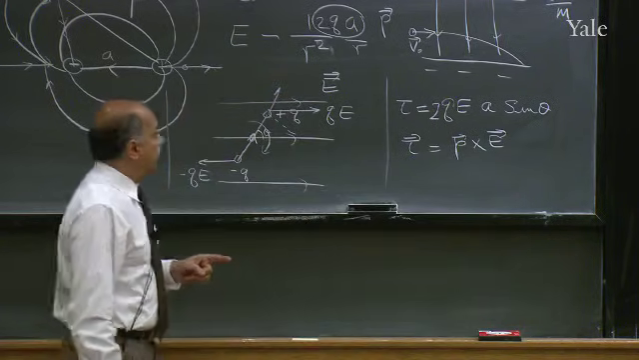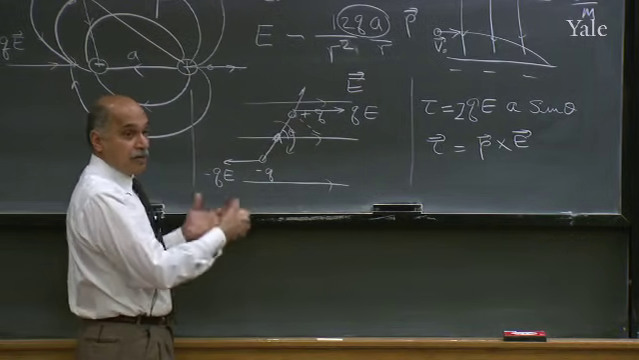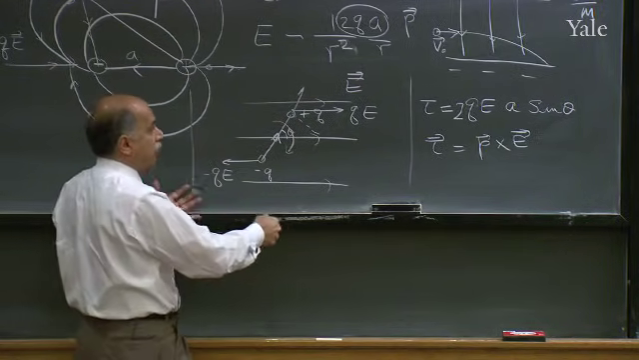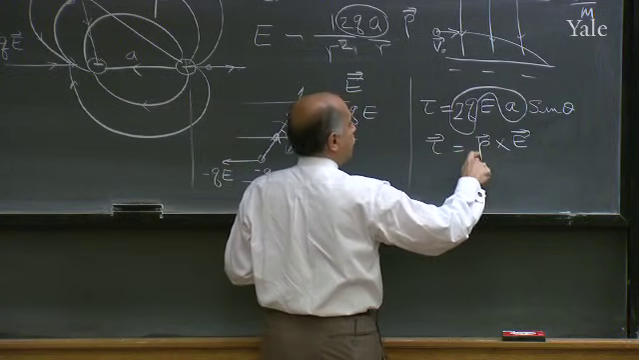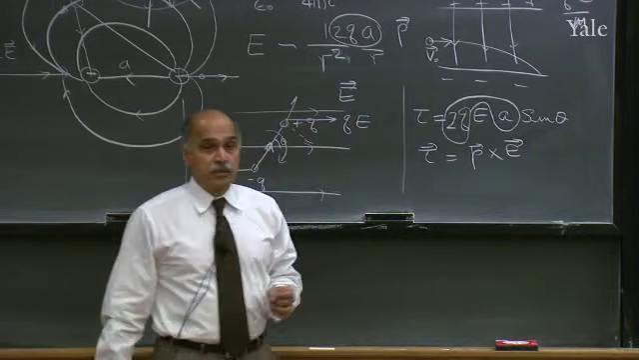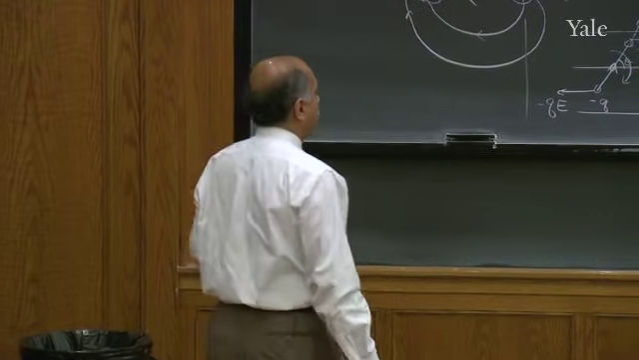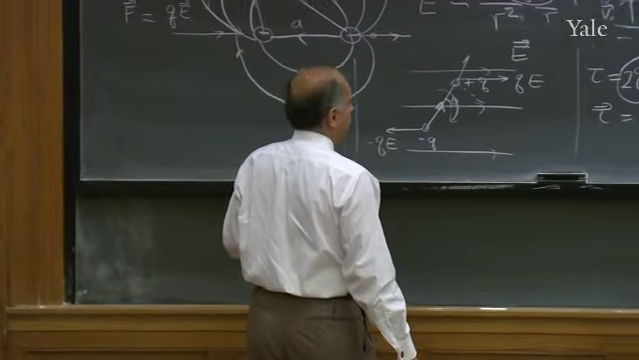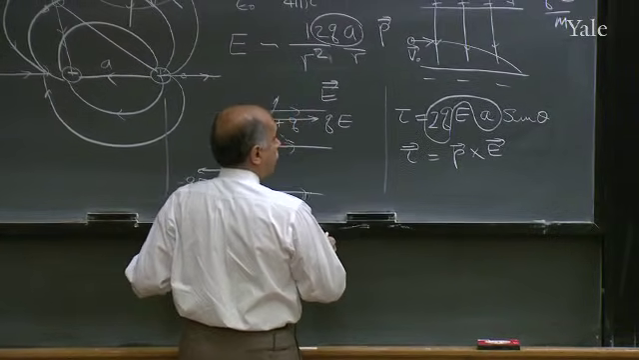I forgot the 2 because this charge will have a torque and that charge will have a torque, and the two torques are additive. They are both going the same way. Then 2q times A is P, and this is E, and the sine theta comes from the cross product. I'm assuming all of you know about the cross product.